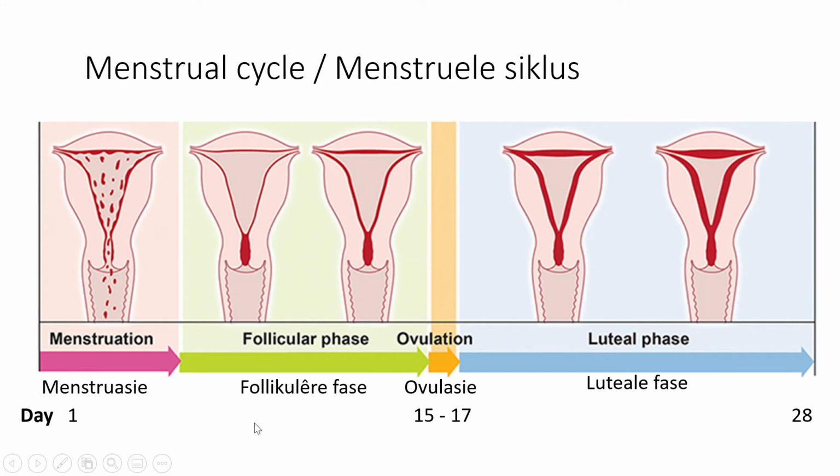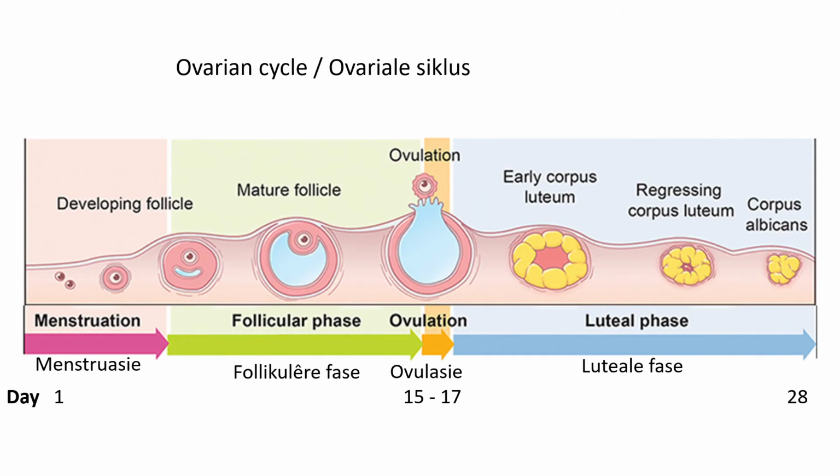Okay, so this basically is your menstrual cycle, but something happens at the same time. We also have the ovarian cycle, die ovariale cyclus. So again, it happens at the same time. You've got the same phases here: menstruation, where something's going to happen inside the ovary, then the follicular phase, then ovulation, and then you have your luteal phase. Okay, so the two slides are connected. I hope you guys can see that. So also from day 1, day 15 to 17 ovulation is going to happen, and then day 28.